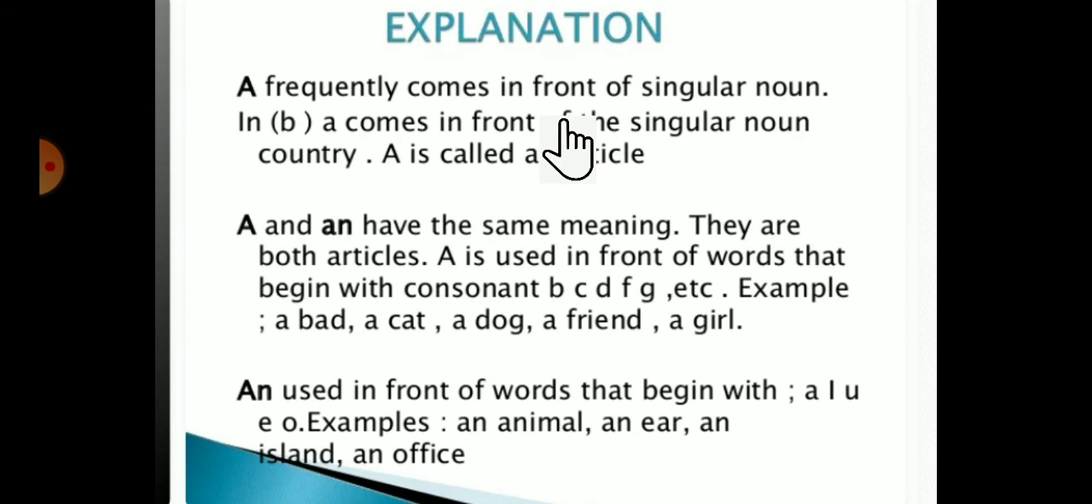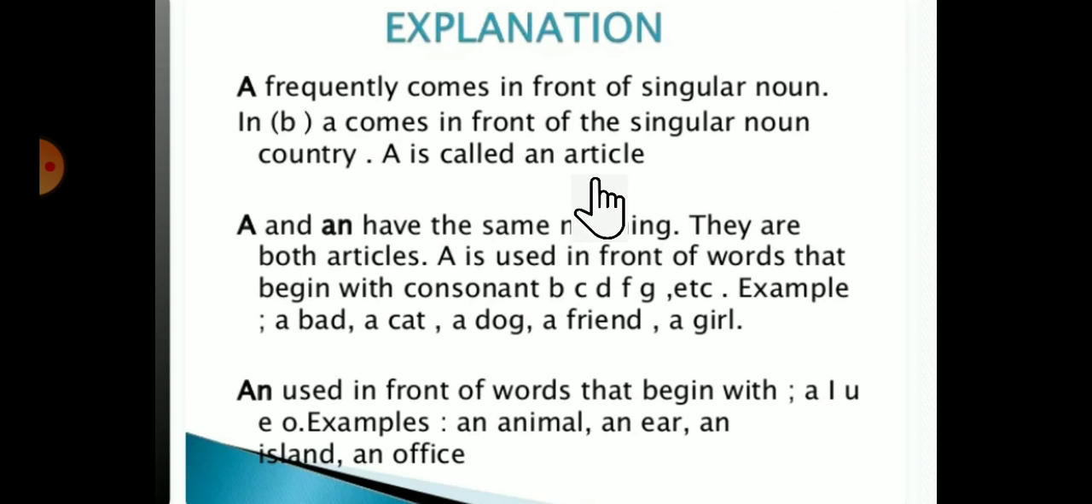So in front of the singular noun, a always comes. So student, memorize it. It is frequently coming in front of the singular noun. In B, a comes in front of the singular noun, which is country. Country is also a singular noun, and the name of the country, Canada, is also a singular noun. Then we have used a in front of country, a in front of Canada.